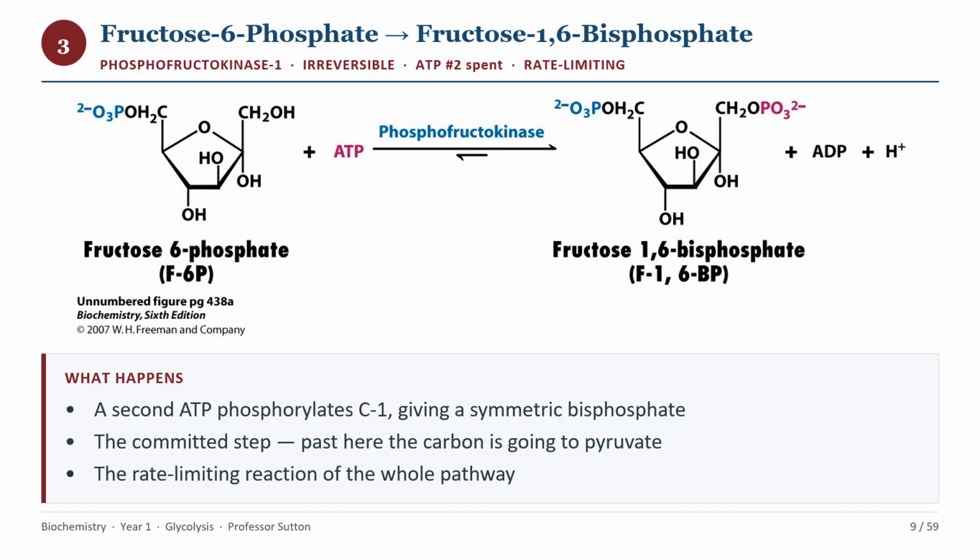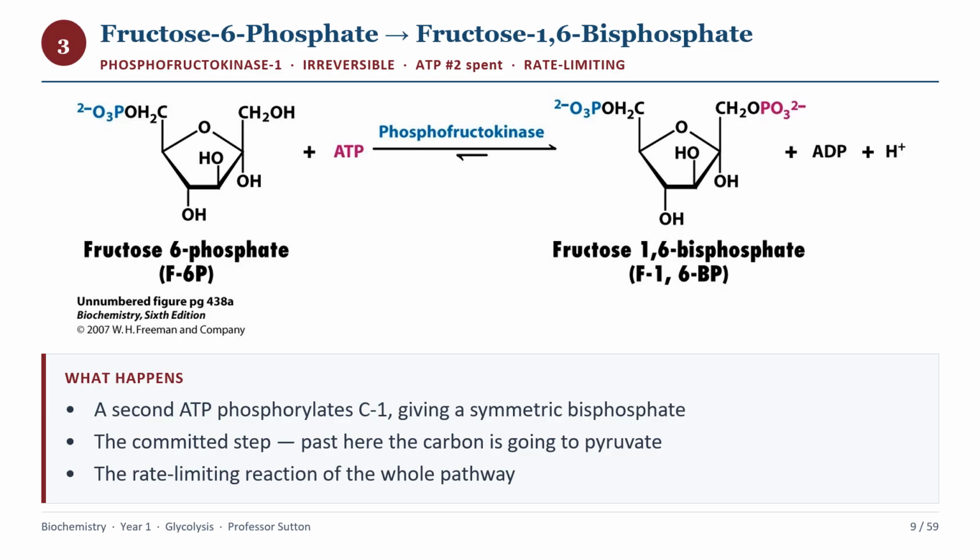Here is the most important reaction in the lecture. This is the reaction. Step 3. Fructose 6-phosphate plus ATP becomes fructose 1,6-bisphosphate. The enzyme is phosphofructokinase 1. It is irreversible. It costs your second ATP and is the rate-limiting step of glycolysis. It is also the committed step.